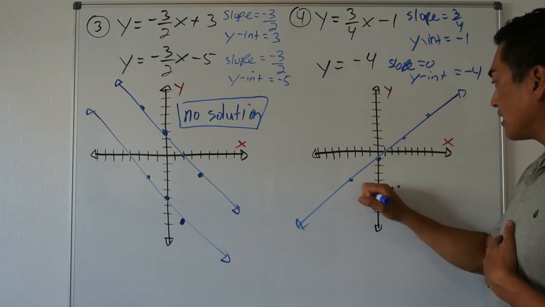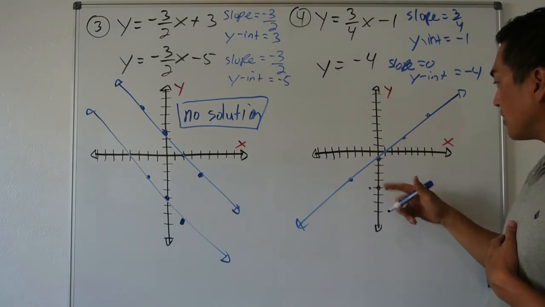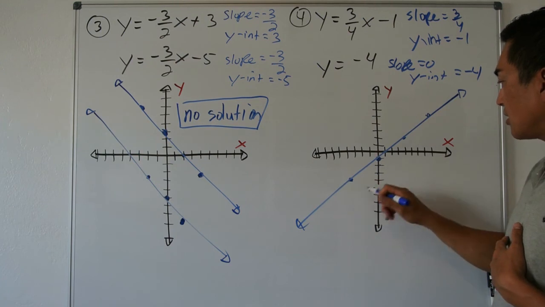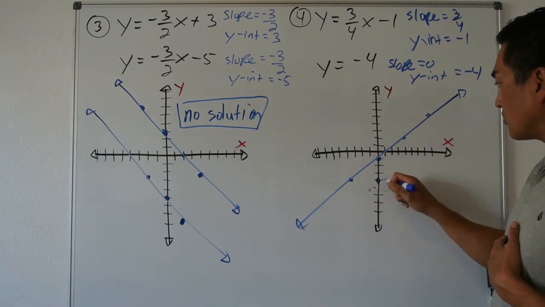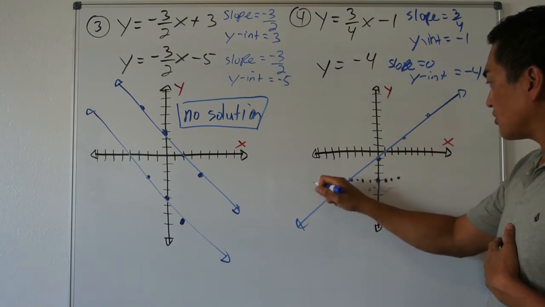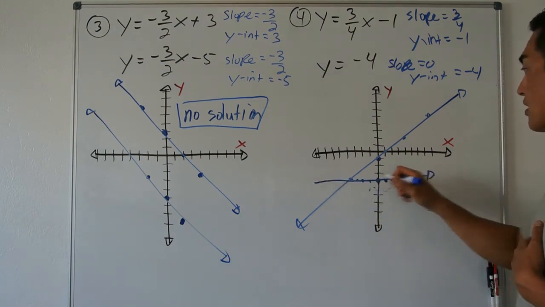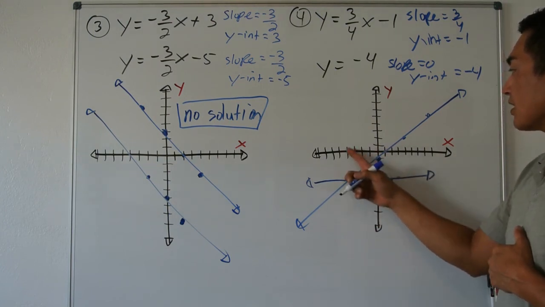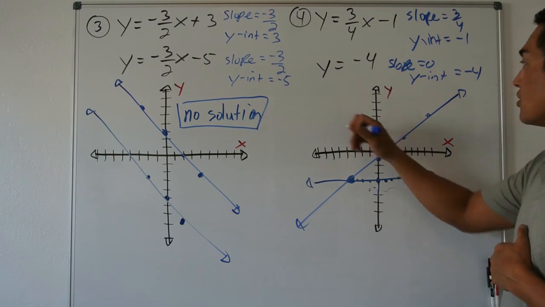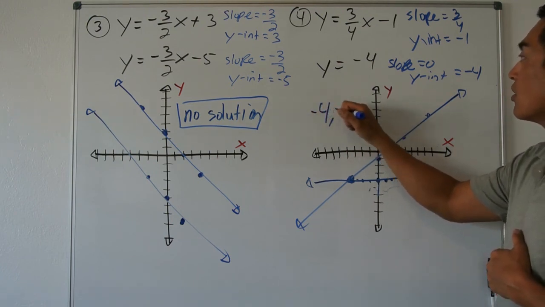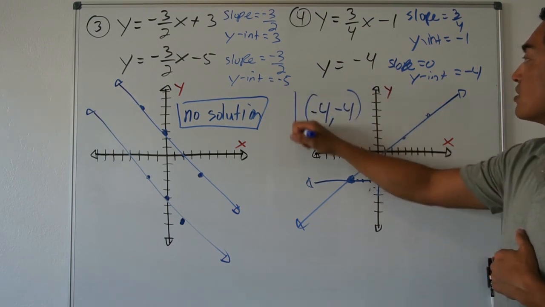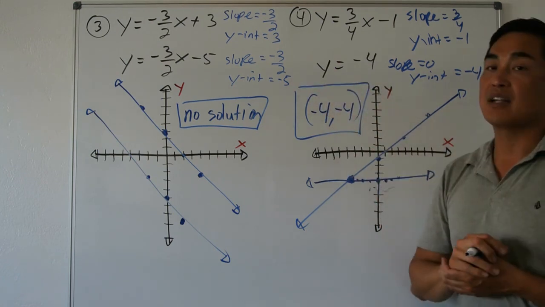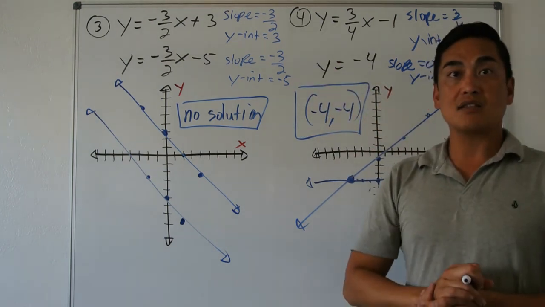You're always at, sorry, 1, 2, 3, my bad. Start over. Which looks like this. And these two do intersect right there, and that point looks like it's -4 and -4. So -4, -4, and that is my solution. That's where they intersect, and that's it for lesson 10.